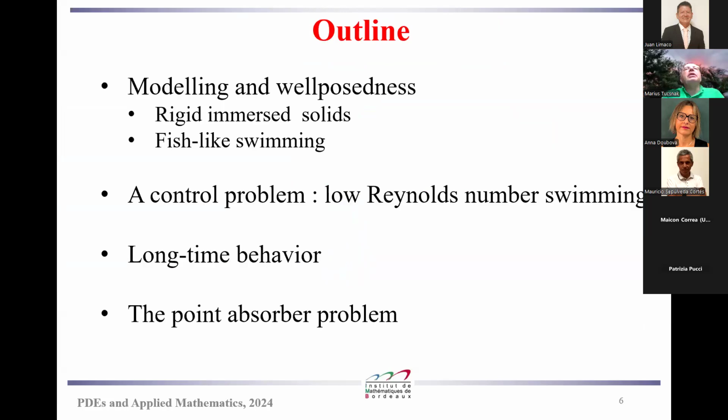The outline of the remaining part of the talk is as follows. I will first discuss modeling and wellposedness, then a control problem which is tractable, which is swimming at low Reynolds number. If you remember the ciliate, the microorganism, it corresponds to that situation. And finally, I will discuss long-time behavior and possibly floating structures.